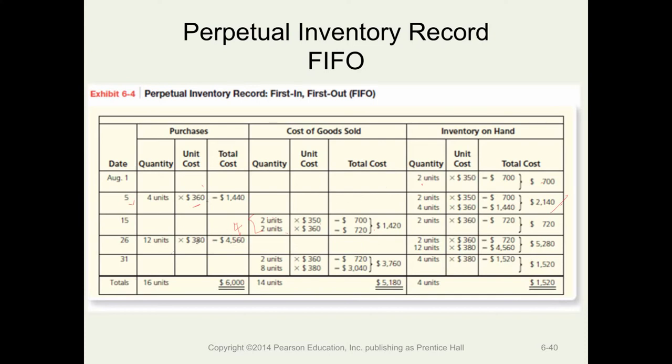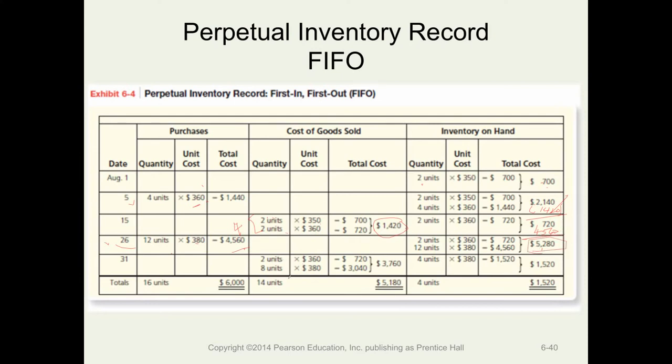Then we buy 12 units at 380 on August 26th, 4560. So notice what happened here: you had 700, then it goes up to 2140. You sell 1420, leaving you a balance of 720. Now you buy 4560, and that brings it up to 5280. So when we subtracted 1420, we got 720. Now when we buy 4560, we've got 5280.